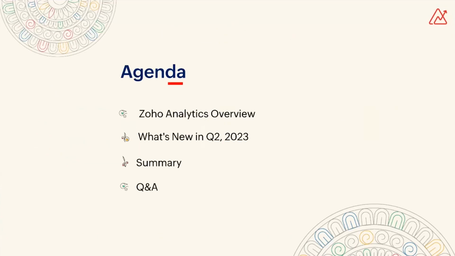Let's have a look at the agenda for the day. I'm going to start with a Zoho Analytics overview. Since we have mixed attendees, some of them new to the product altogether, and some existing customers who've been with the product for a while, we're going to spend a couple of minutes to give a very quick overview, and then we'll get into the core topic of the day, which is what's new in Q2 2023. And finally, we'll have a very quick summary and we'll open up the floor for Q&A.